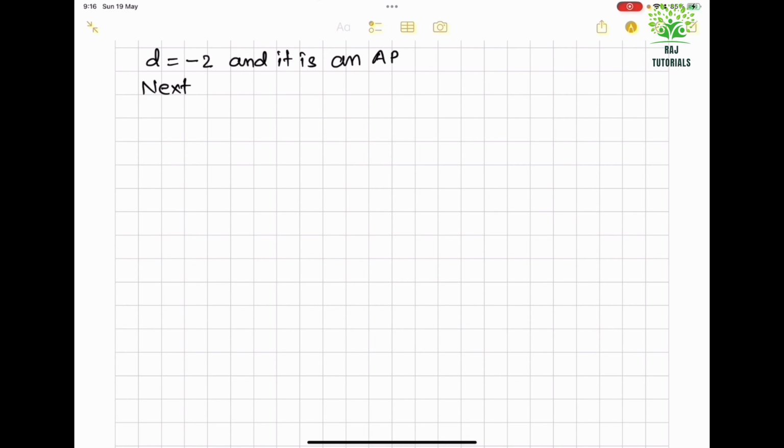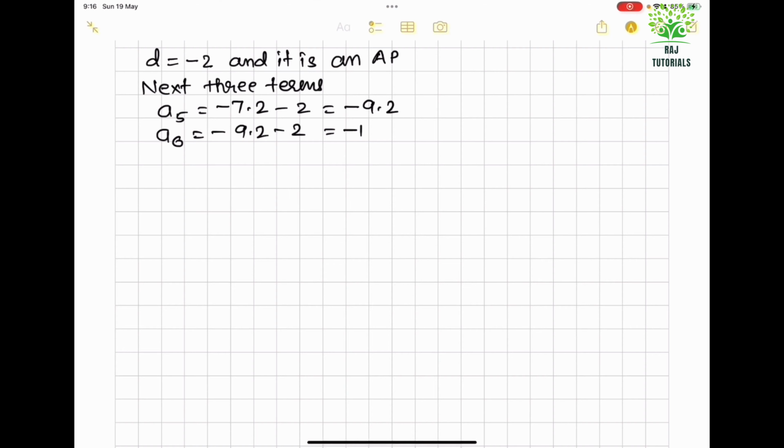Next 3 terms. A5 will be minus 7.2 minus 2, that is minus 9.2. A6 will be minus 9.2 minus 2, so that is minus 11.2. A7 will be minus 11.2 minus 2, that is minus 13.2.